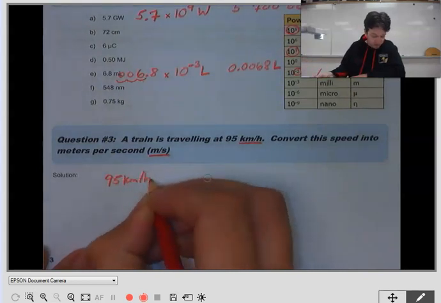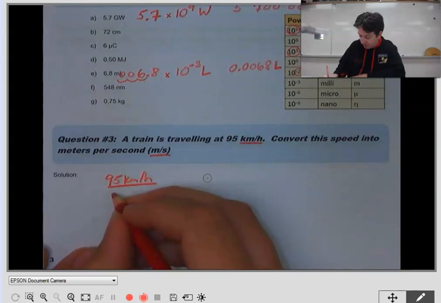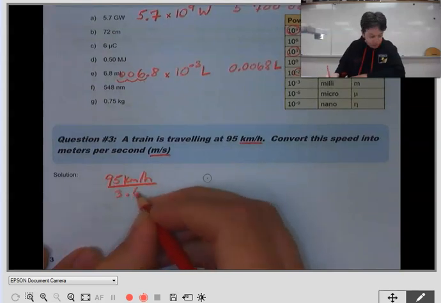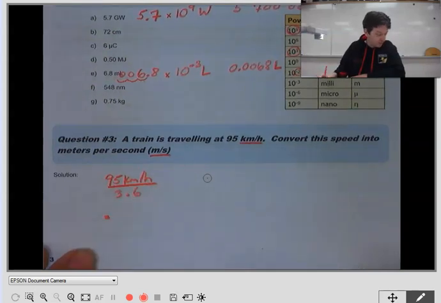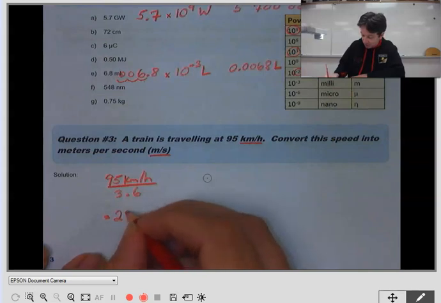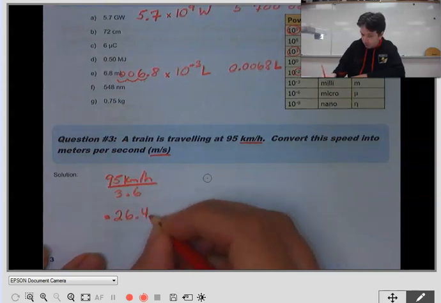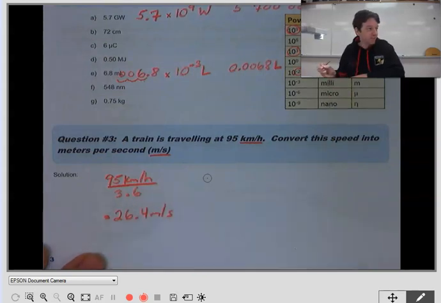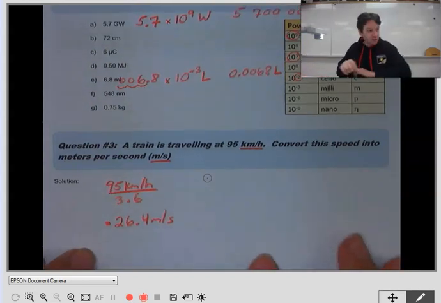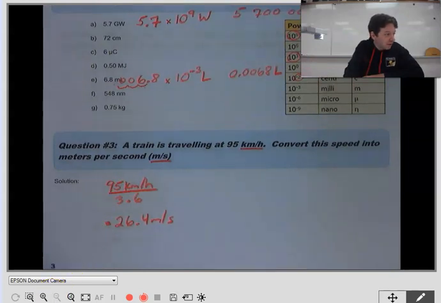and we're going to divide by 3.6, and we'll get our answer in meters per second, which is 26.4 meters per second. All right, so I'm going to pause the video there, let you work on question 2, and if you have any trouble, you can let me know.